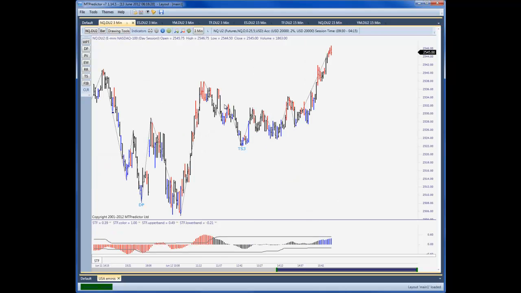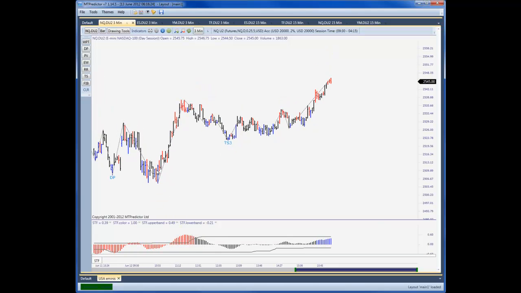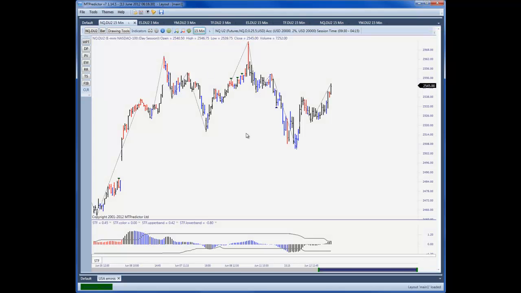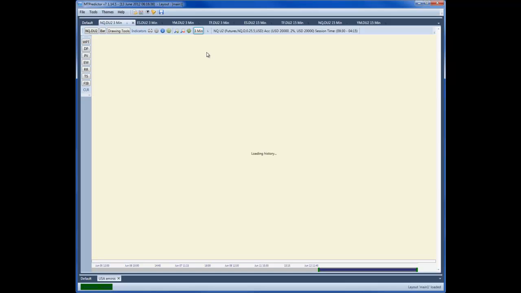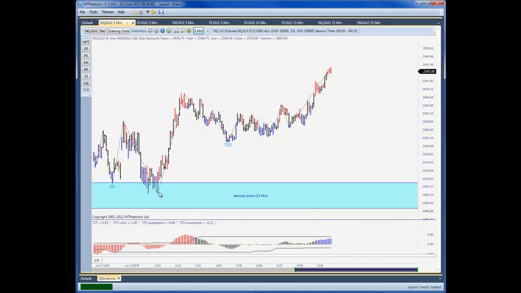So here's a 3-minute chart of the NQ for yesterday. Now remember, we had our 15-minute support down here. In fact, I'll just put this on for us. Just go to the 15-minute chart, put that back on, down there, and you can see in version 7 of MTPredictor, when we change time frames, our decision points are held on the chart. So we can see here that this was larger degree support. The market then rallied up, it came down.